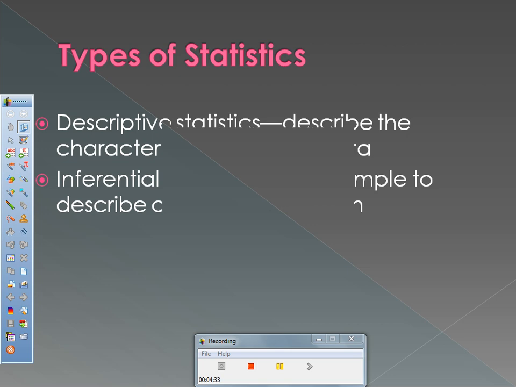So, yes, here are examples. Your population could be test scores of students who took the PSAT last week.